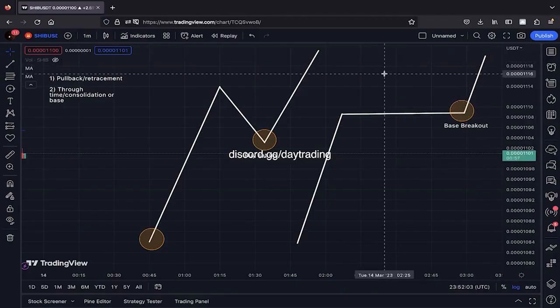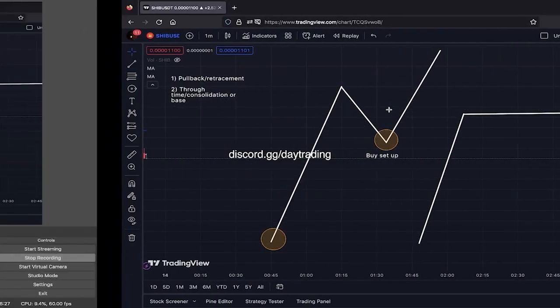Okay? Hope this makes sense, guys. And in the next class, we're going to be specifically talking about the base breakout. Okay? So make sure you understand this concept and understand that price cannot go infinitely higher. It cannot go infinitely lower. At some point, there needs to be some sort of correction. Okay? And I'll see you guys in the next class, guys. We're going to be talking about the base breakout.